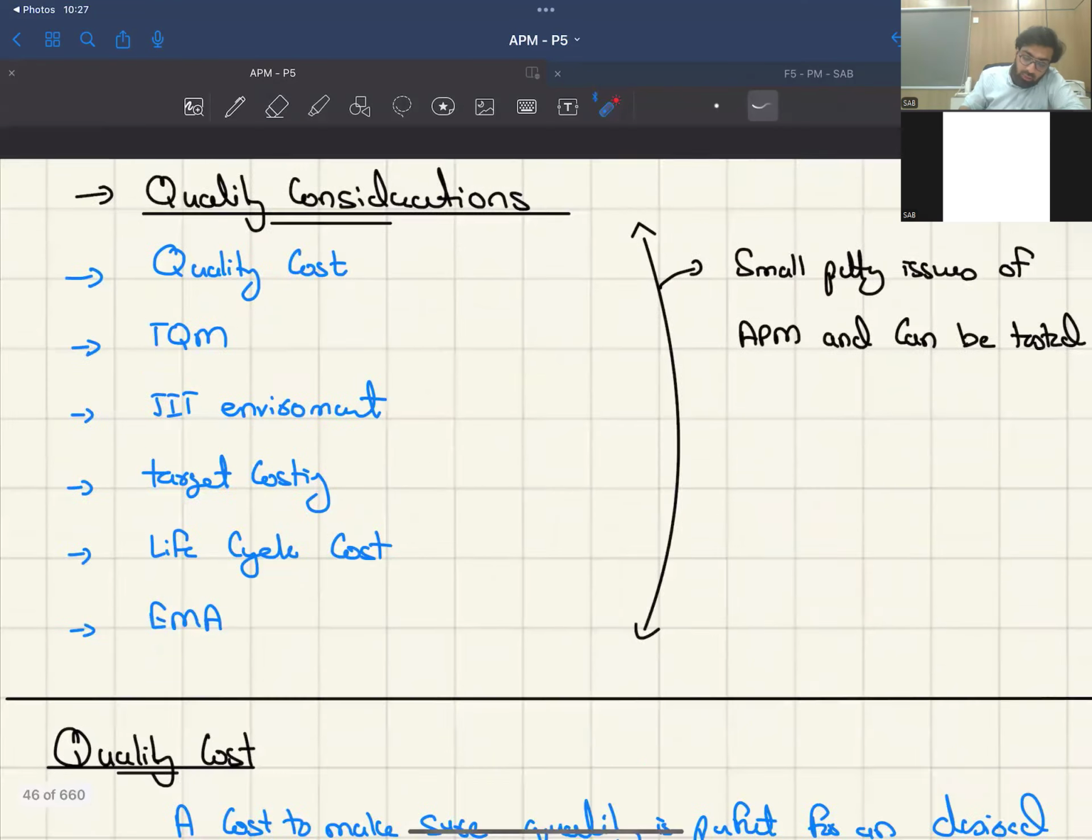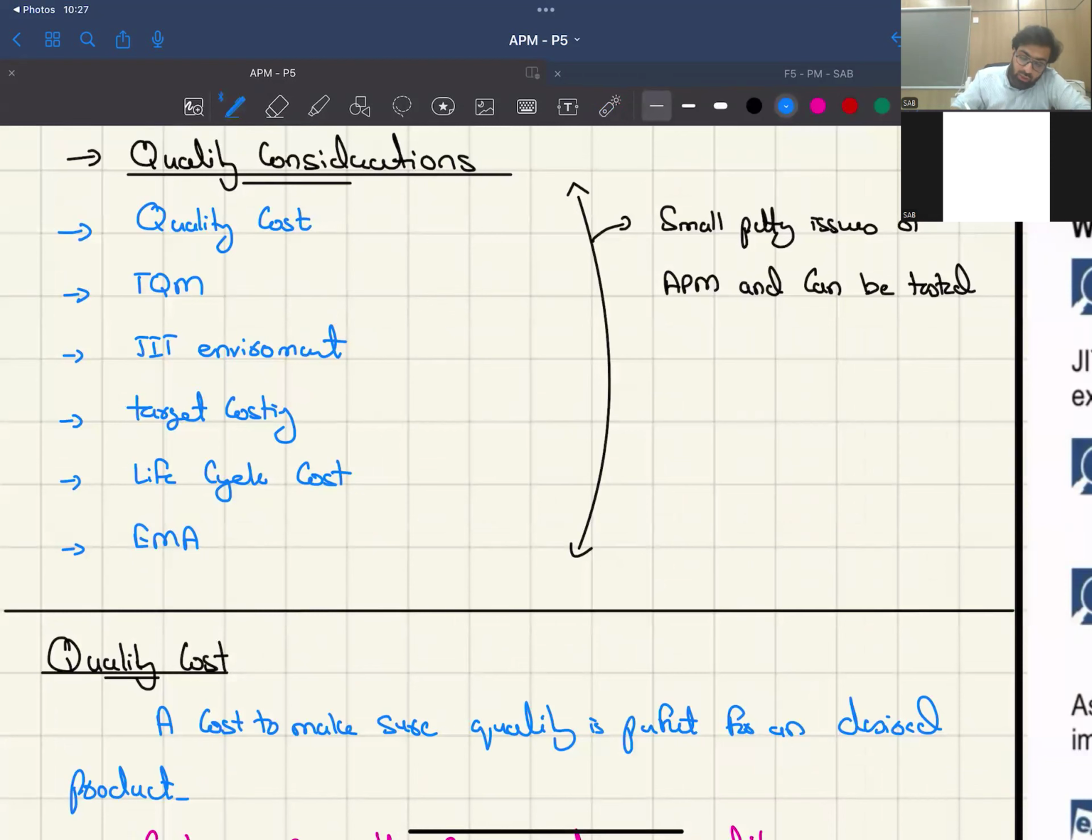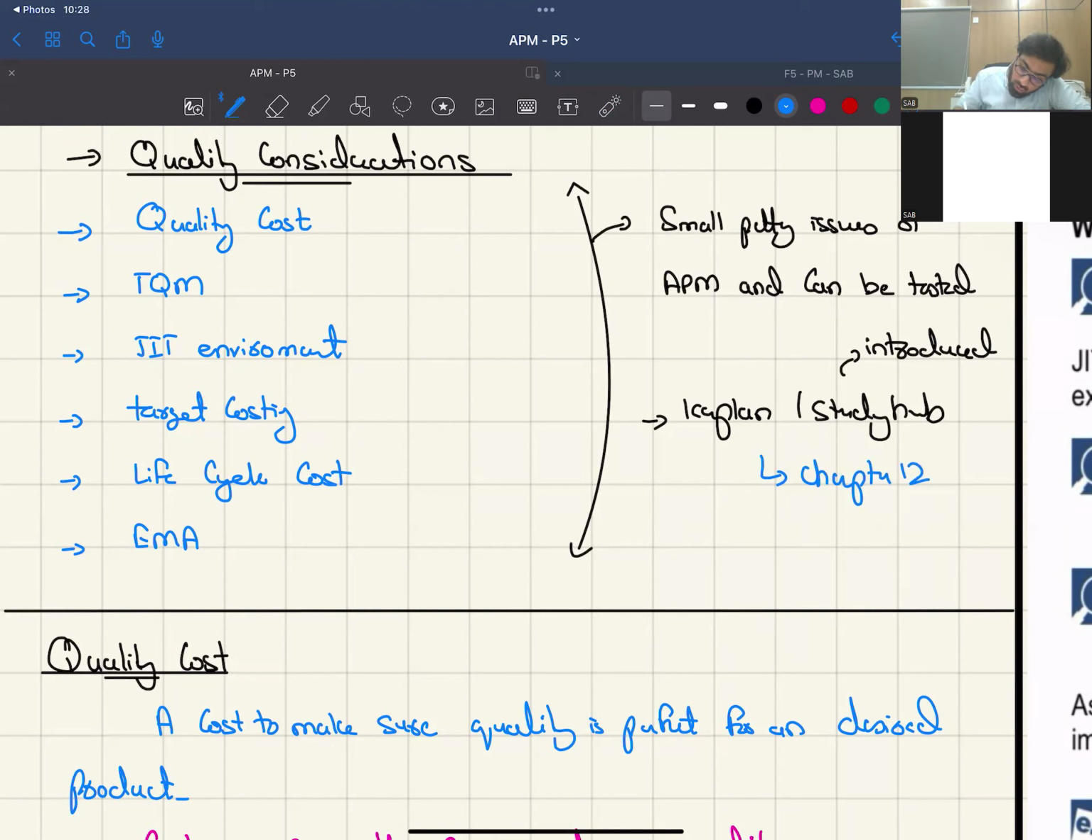Guys, one of the students asked me, sir, would you suggest us to read the book? So I'll obviously suggest that if you have enough time, you can read the Kaplan Study Hub that's been introduced by ACCA. So you can obviously read that. Which chapter is this? This is chapter 12 in Kaplan, cost of quality, right? The chapter that we are doing has cost of quality.